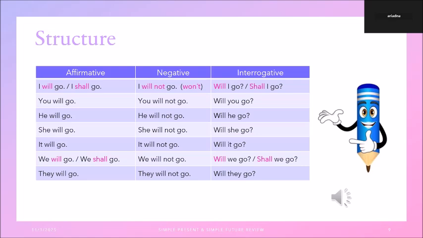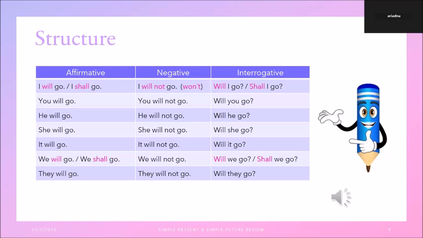I won't go, you won't go, he won't go, she won't go, it won't go, we won't go, they won't go. In interrogative, put the auxiliary verb at the beginning. Will I go? Shall I go? Will you go? Will he go? Will she go? Will it go? Will we go? Or shall we go?